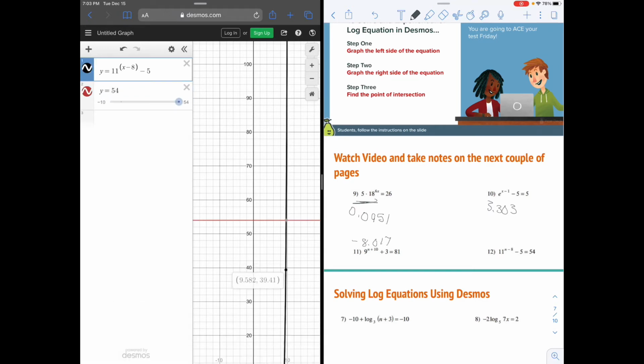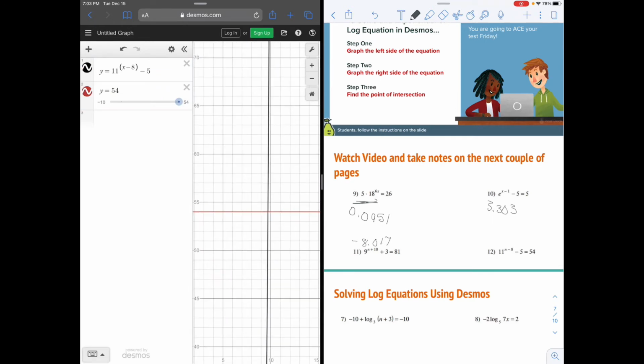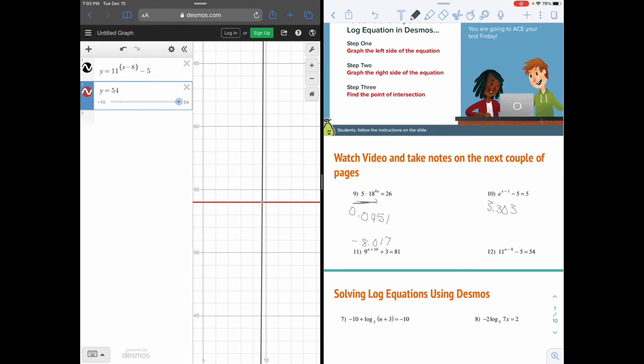And since we were already there, it's not that bad. But again, we have to zoom out. I'm just using my fingers on the iPad. We have to zoom out to find that point of intersection, which is 9.7. Okay? So that's how we solve exponential equations.